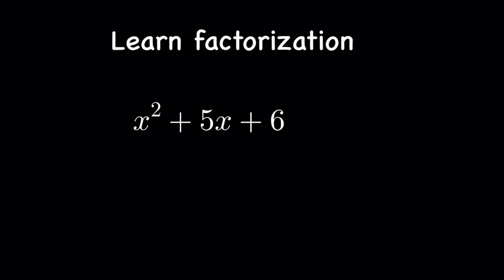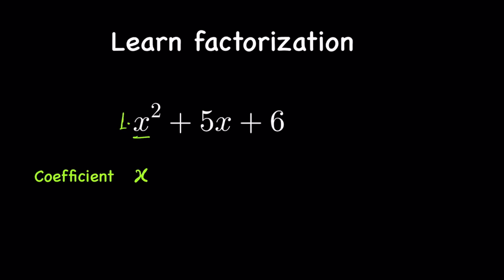So here we will learn how to factorize polynomials. We have x square plus 5x plus 6. So first, to understand the coefficients: here the coefficient of x square is 1. When we write x square, it has coefficient 1. So the coefficient of x square is 1.